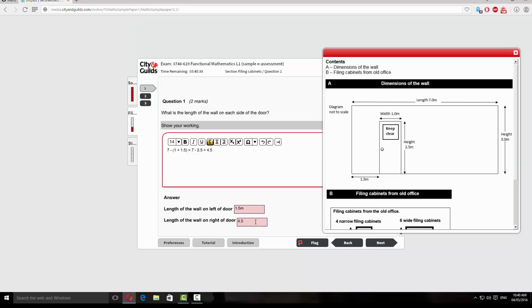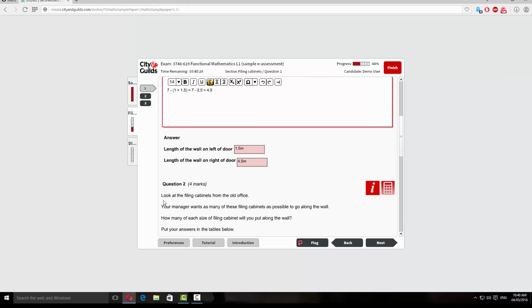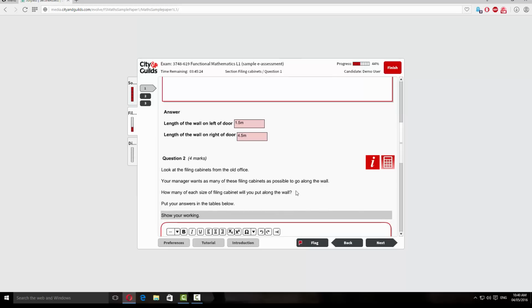So that's the answer. It's only a 2-mark question. If you get both those answers right, it doesn't really matter too much whether you put the work in or not on this particular question. I said 2 marks, 2 answers. If they're both right, you're fine. Obviously, if they're wrong, you probably won't get the marks for showing your working because it's only a 2-mark question.